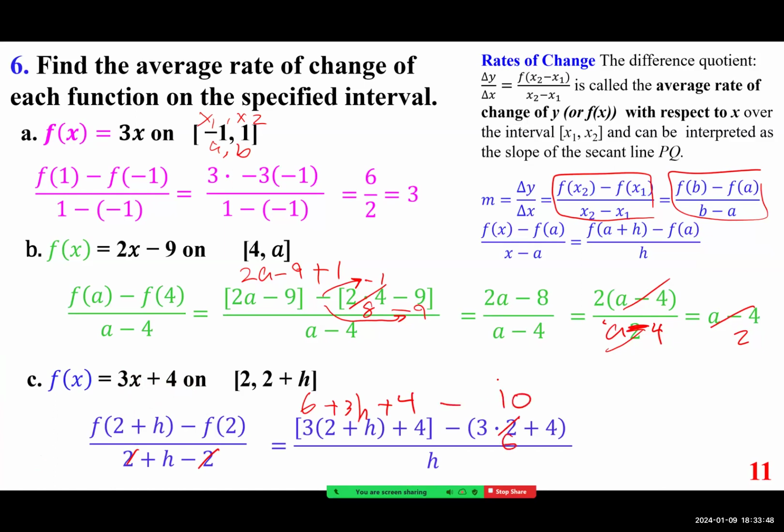As you can see, 6 plus 4 cancels out negative 10. The numerator is only 3h. The final answer is 3.